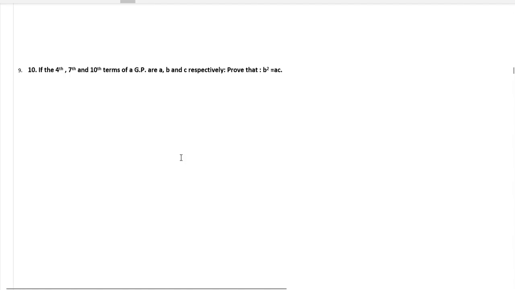Let's go to the next question. This is the last question of part B. Then we might start with part C as well today, or yeah, we can do it. We can do part C. Let's do this question. This is question number 10.